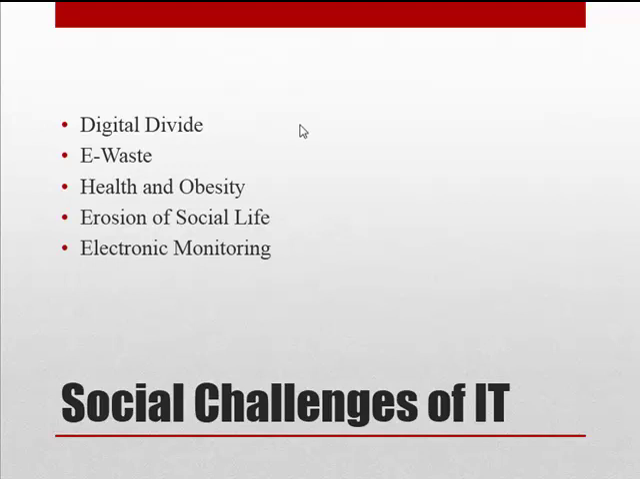Now, there are lots of concerns about the digital divide, and that's the gap between the poor and the rich will continue to increase because the rich can get resources through the internet, through information technology, while the poor do not have access to these. And as a result, that gap between the poor and the rich will start widening more and more.